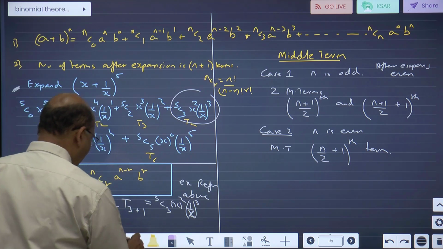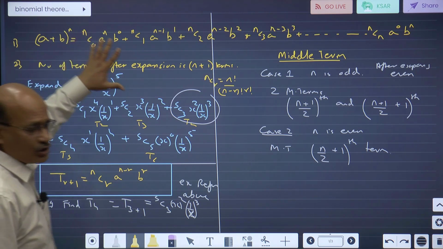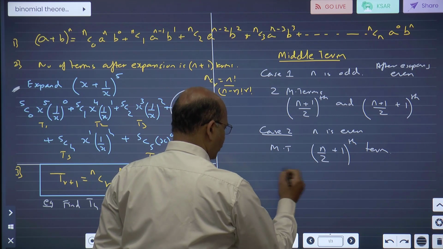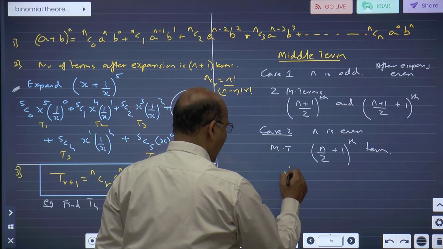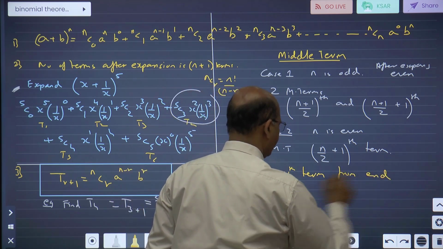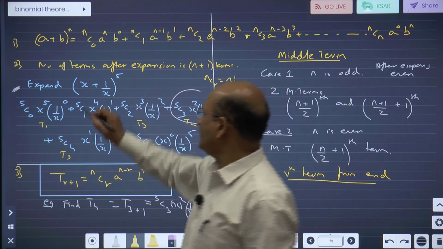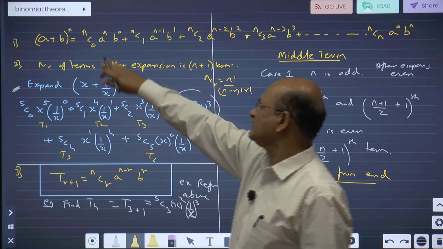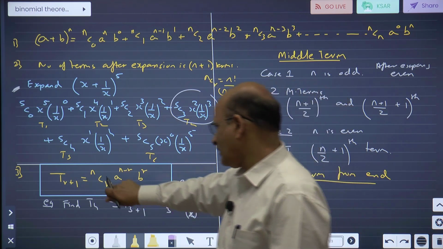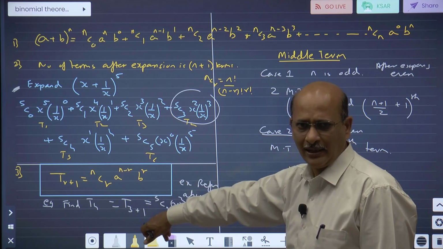Last but not the least, you have the middle term, you have the general term, you have the expansion. The last concept is the rth term from the end. You know how the type of question comes up. For example, for (a plus b) raised to 5 or (a plus b) raised to n, find the 6th term from the end. This formula, the general term, is for the beginning. From the beginning you can use this formula, not from the end.